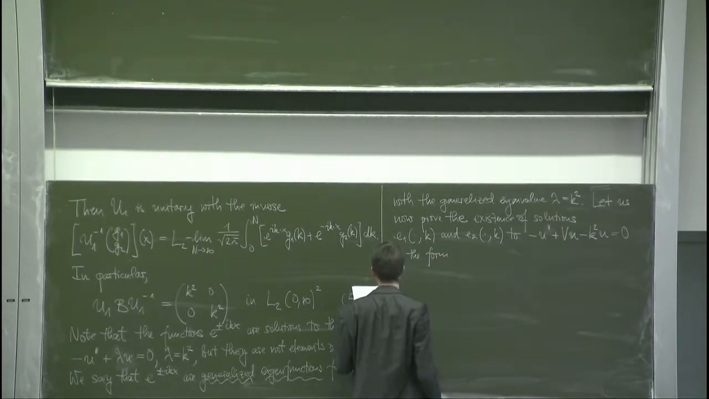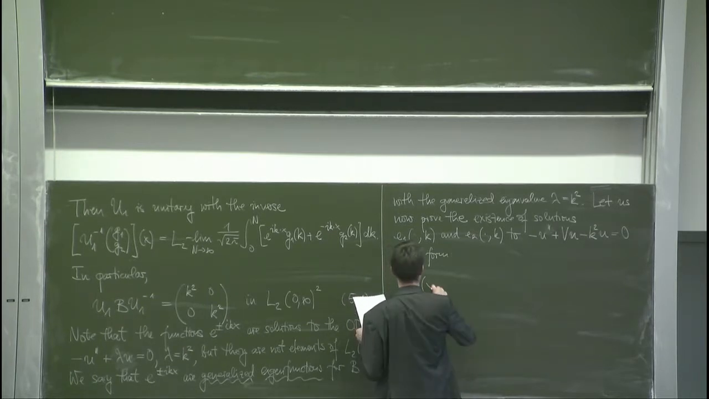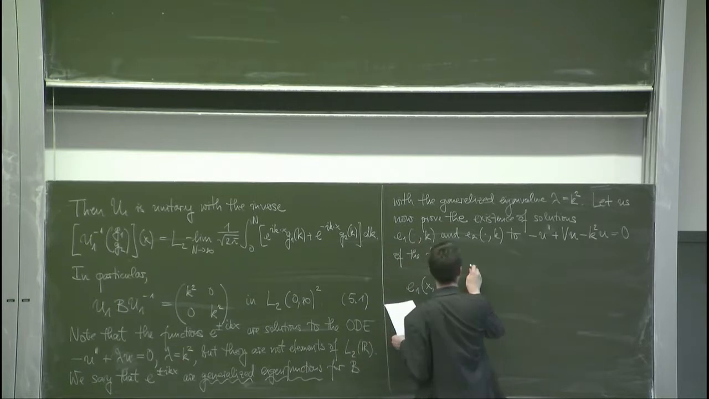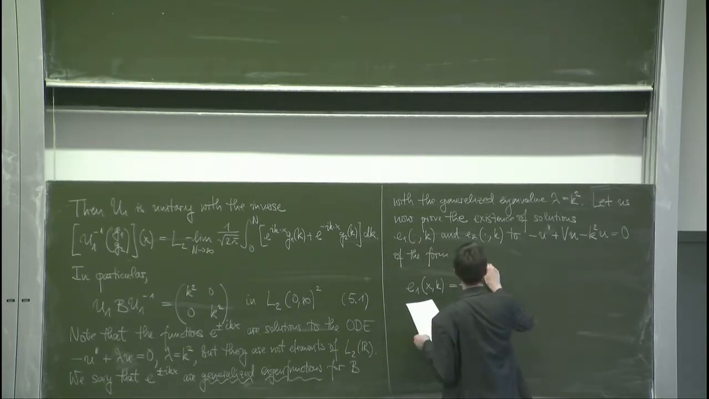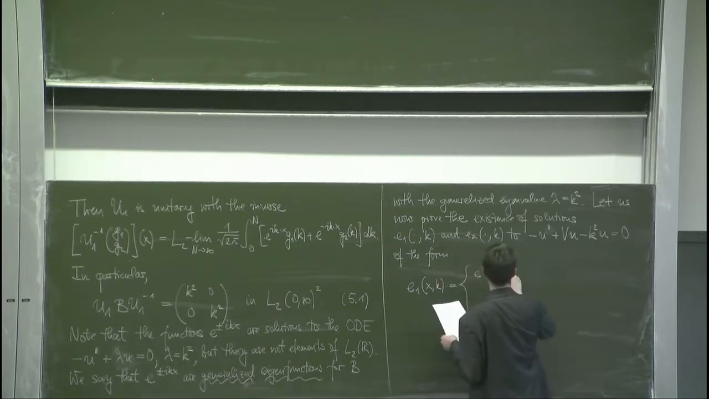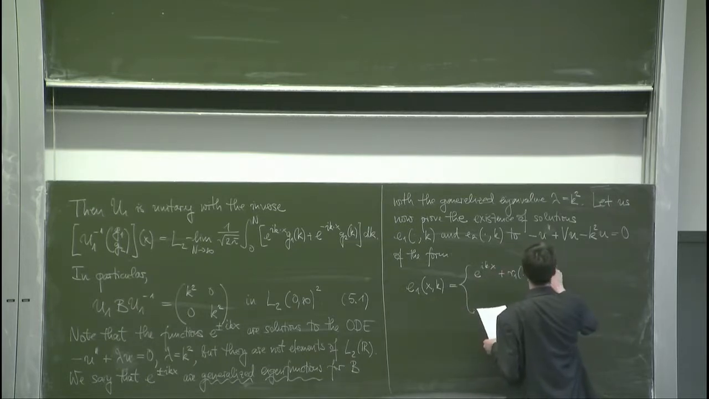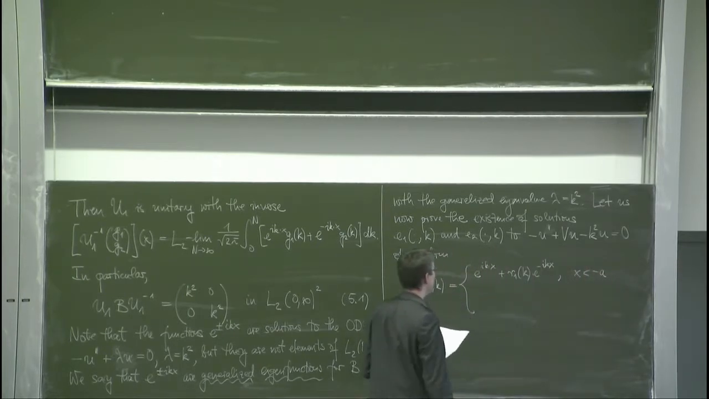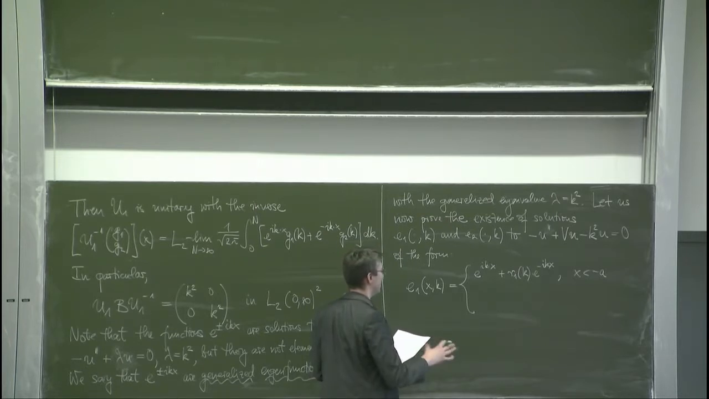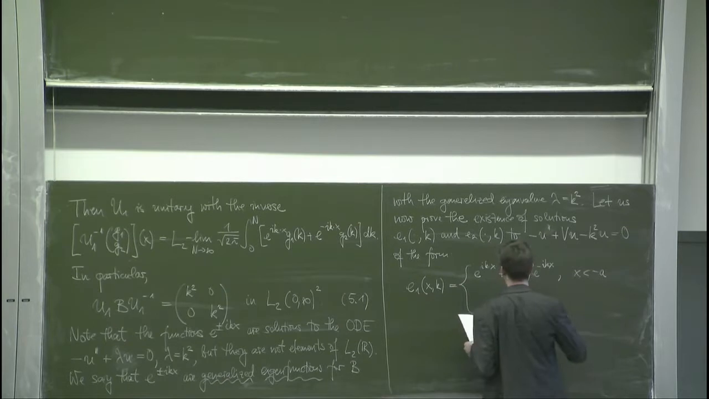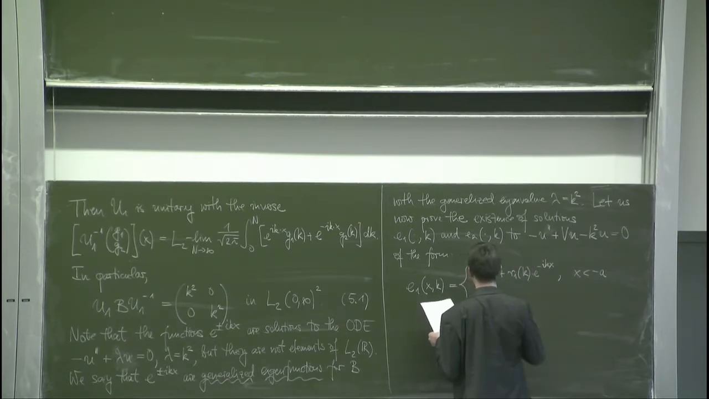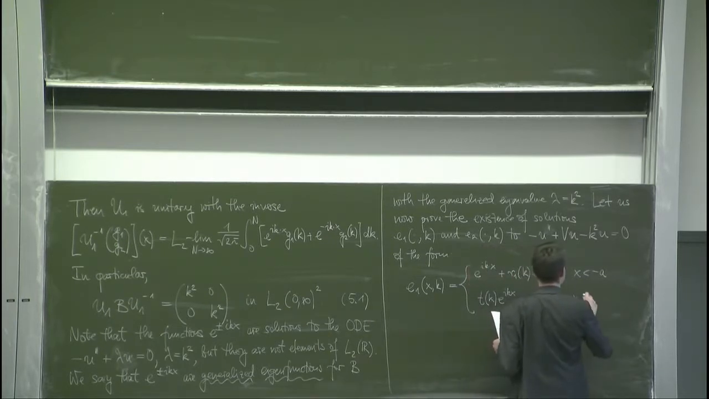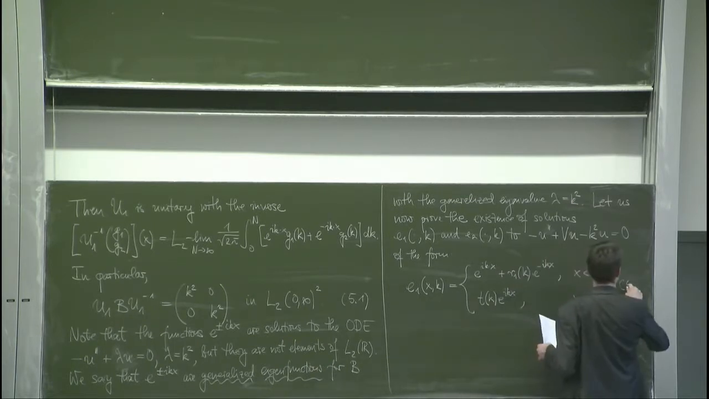of the form that E1 of x and k is given by exponential ikx plus a number r1 of k exponential minus I kx for x smaller than minus a. This interval from minus a to a is where the support of the potential is, you might recall. And here we have in the second line t of k exponential I kx for x bigger than a. This is 5.2.